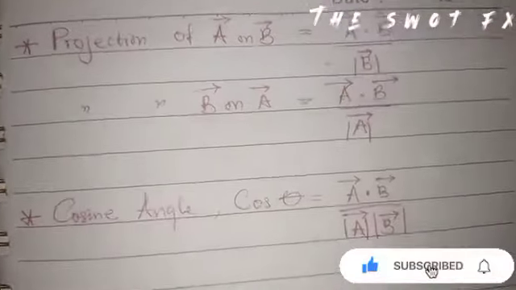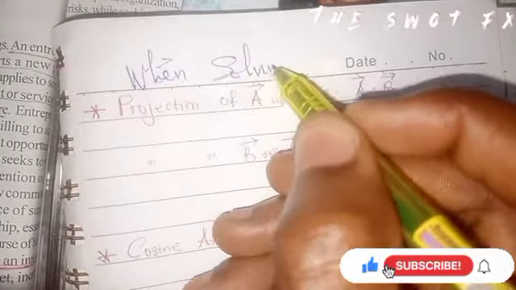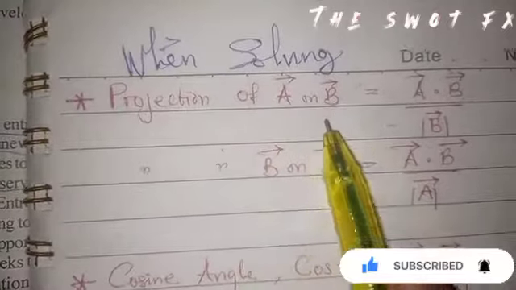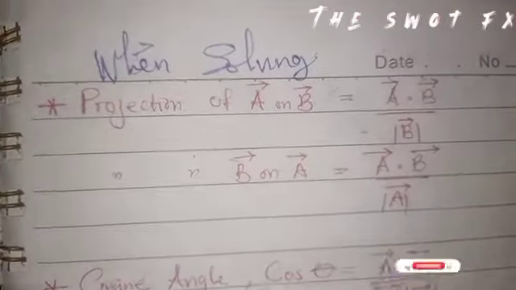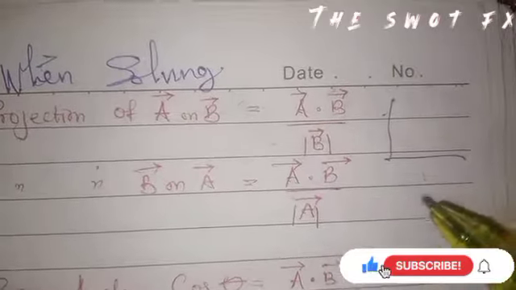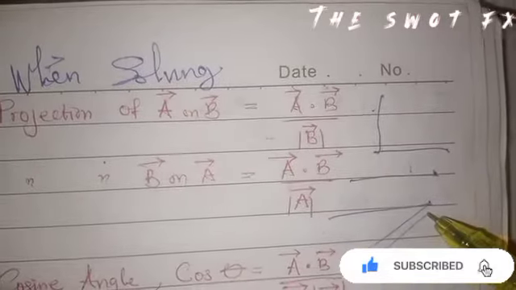So now let's go to the next point. When solving these, these are the points. When solving some questions, you need to understand the projection of A on B. Vectors can be this way, they can be like this, and they can also be like this.